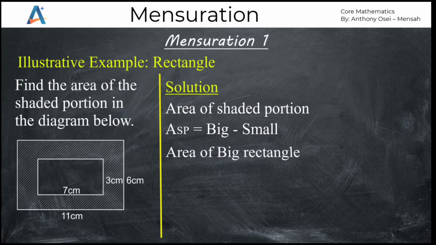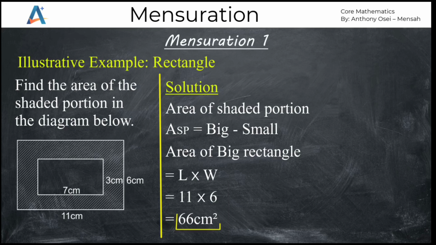Now, area of big rectangle. Now the formula is equal to the length times the width. Now the length of the big rectangle L is given as 11 from the diagram, and then the width is given as 6. So the area of the big rectangle will be given as 11 times 6, which will give us 66 centimeters squared. So the area of the big rectangle is 66 centimeters squared.